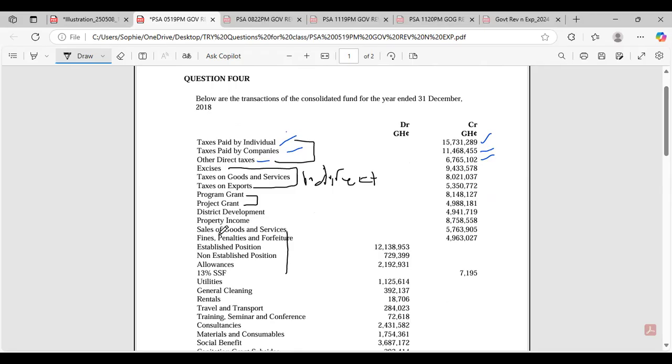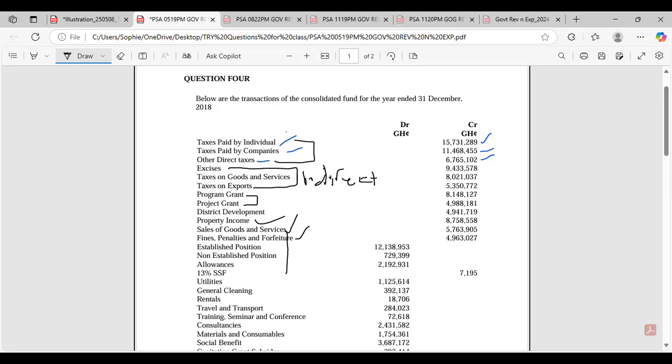Look at this one. Sales of goods and services. 1, 2. They are all at the credit side, isn't it? Yes, sir. And then this one. Have you seen it? Yes.